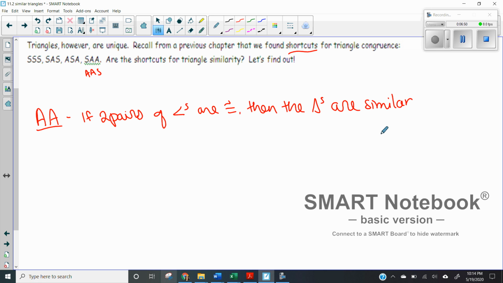Not congruent, similar. Okay, that is, again, by far the most common one we'll see, and really not a lot of work. So all you need to know is that if 2 pairs of angles are the same, the triangles are forced to be similar.